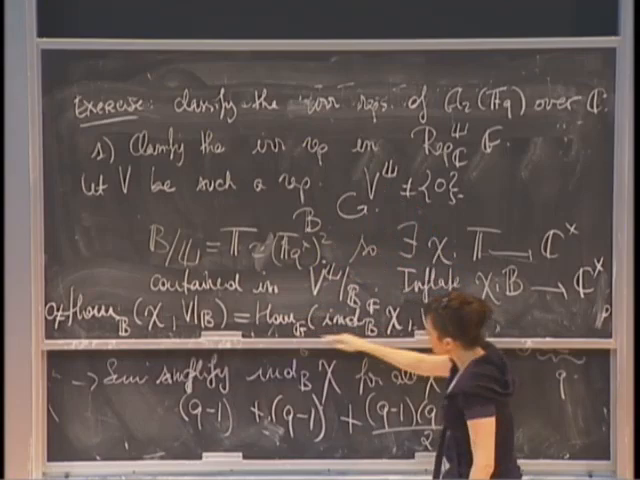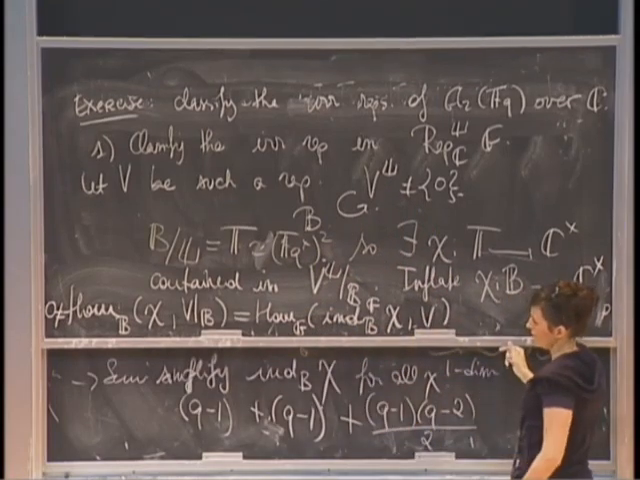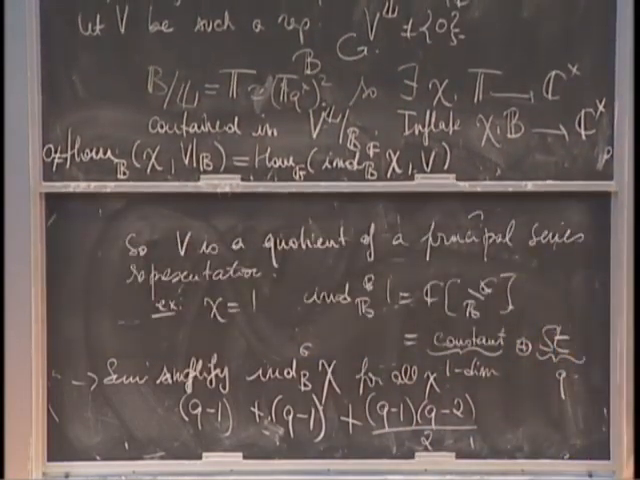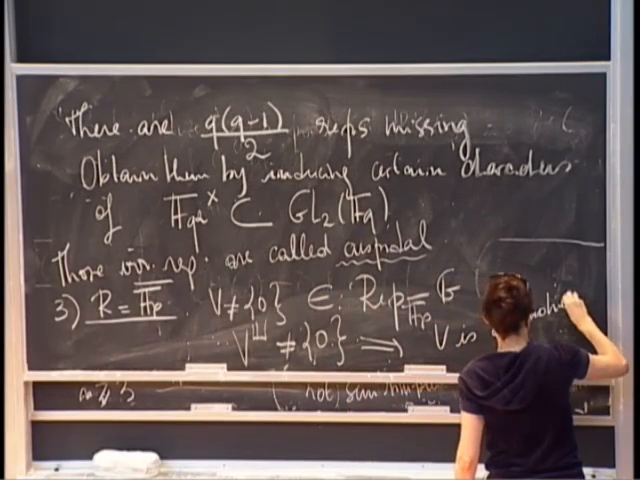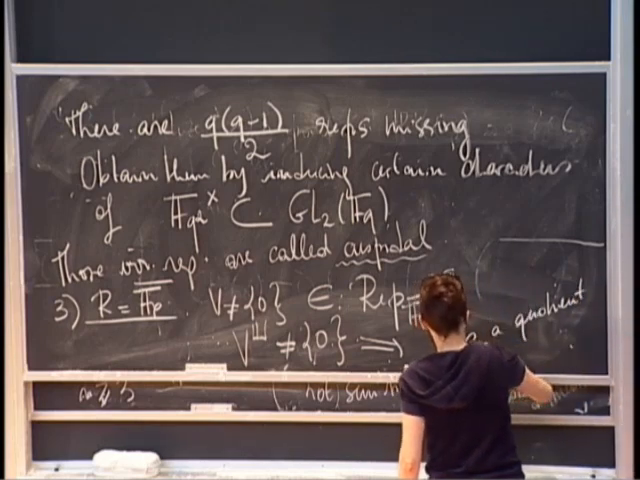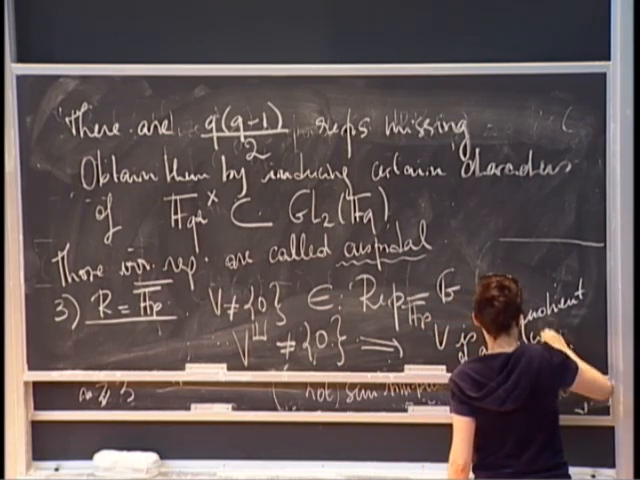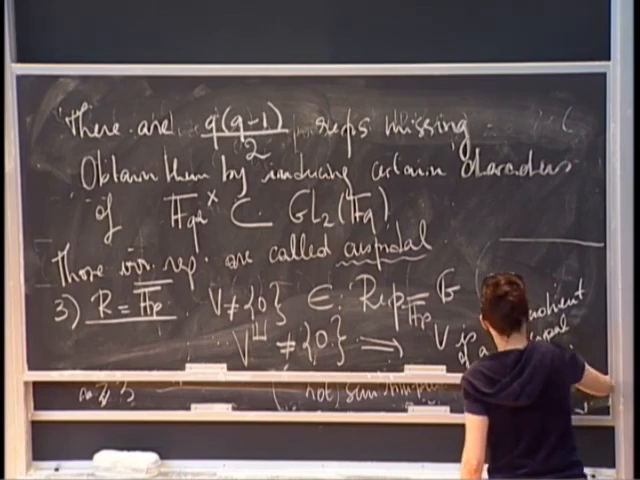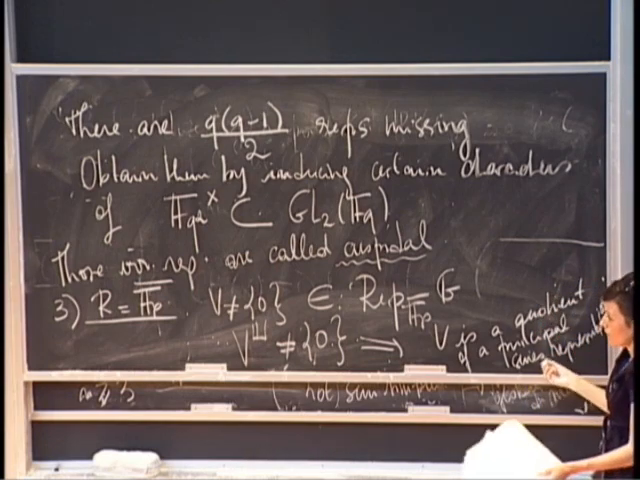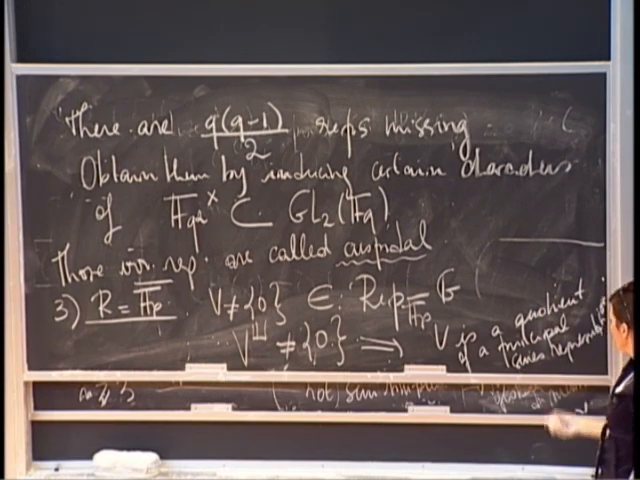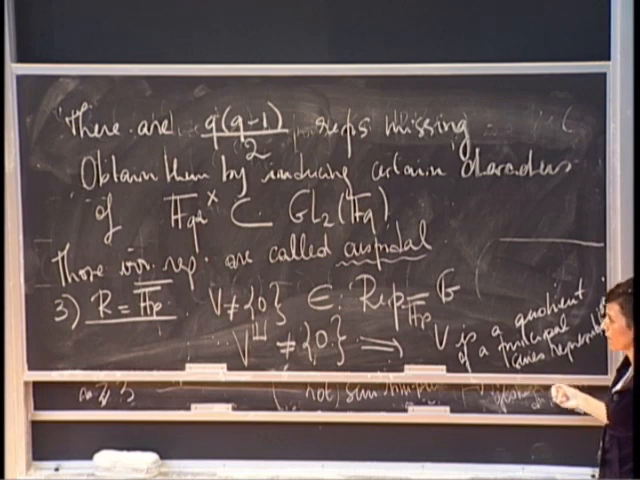So I can again do this whole thing, which is just an algebraic statement. So V, again, is a quotient of a principal series representation. So you can classify the representations by semi-simplifying the principal series representations.